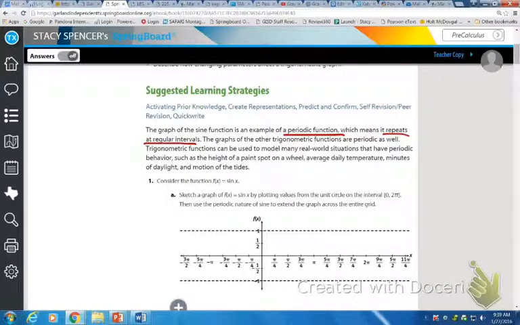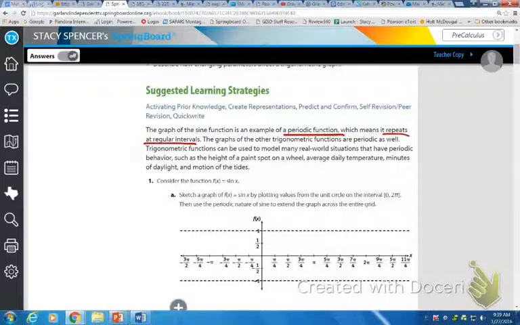And you saw how they could model real-world situations in the video, everything from tsunamis to energy to music. So they are important for us to understand. Now, a periodic function, like I said, repeats. They repeat in cycles. Right?